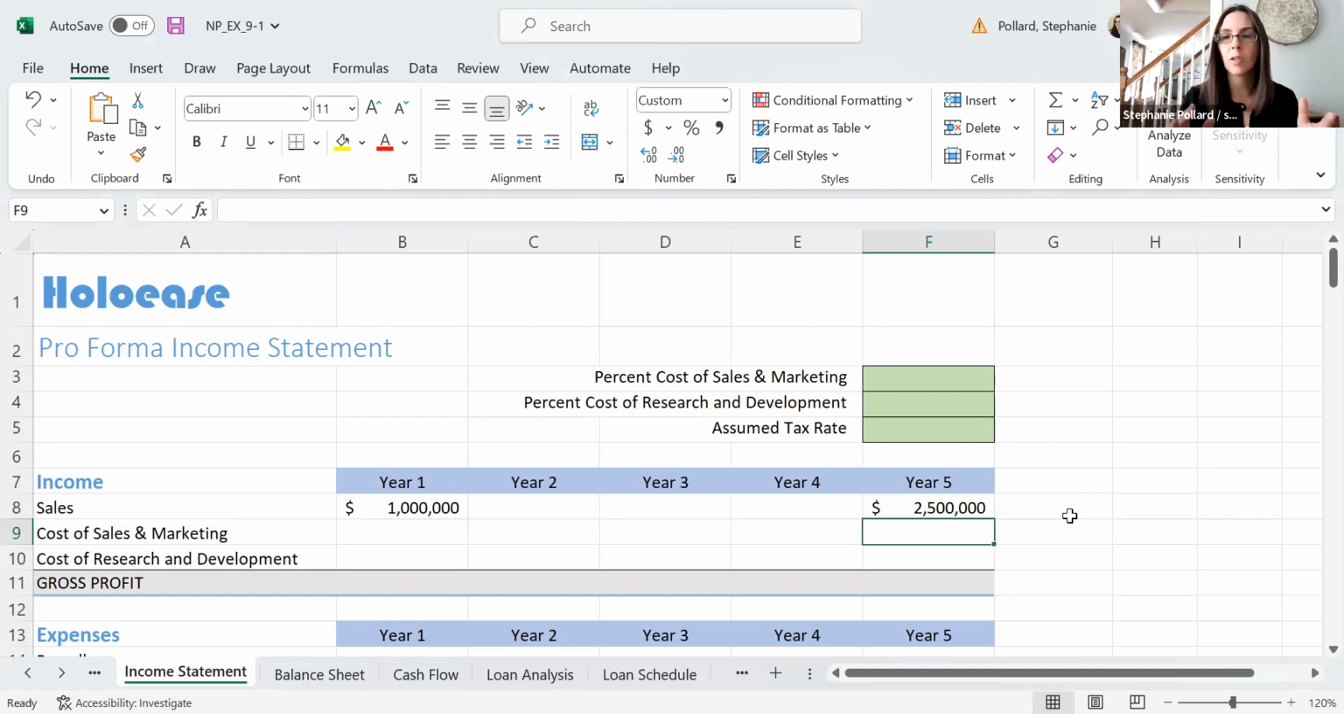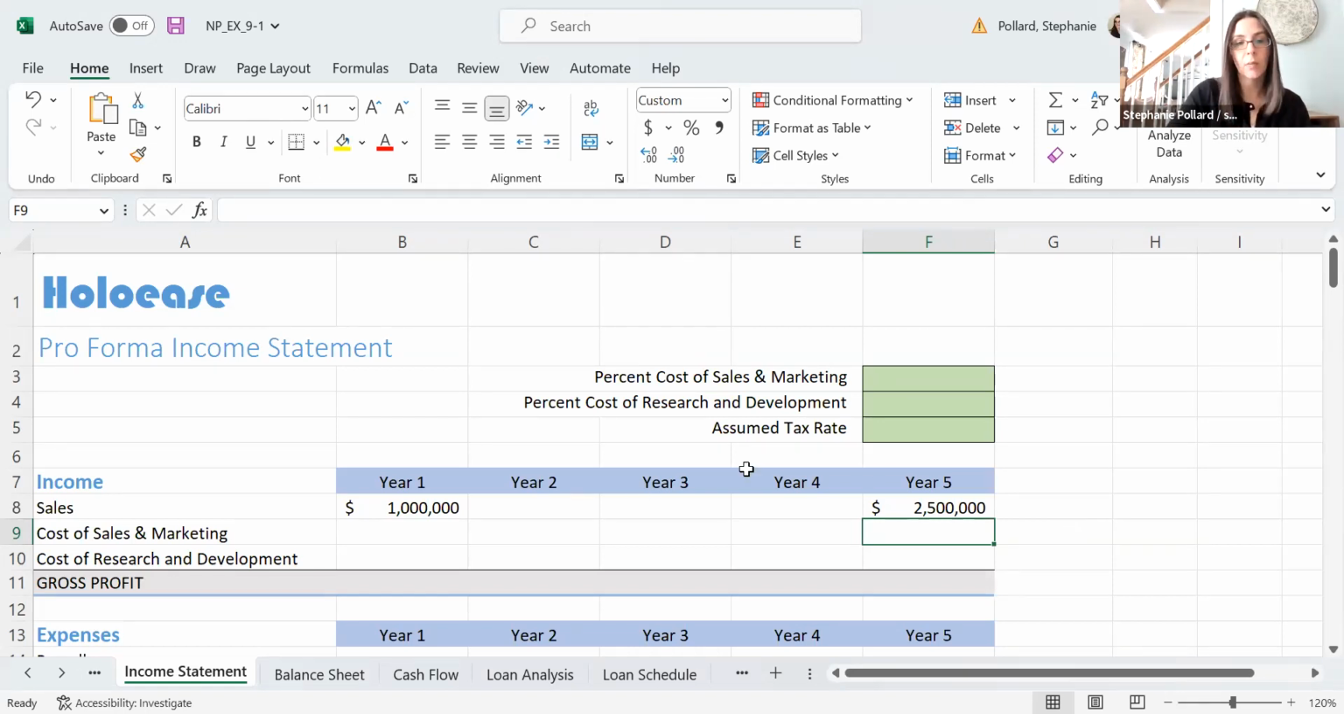Now, of course, I'm not just going to pull these numbers out of anywhere. I would do some thorough research and really be as realistic as possible with what I think this company is going to earn in year 1 and by year 5. And we're talking about our sales here, right? So how much we're bringing in from sales for this particular company.